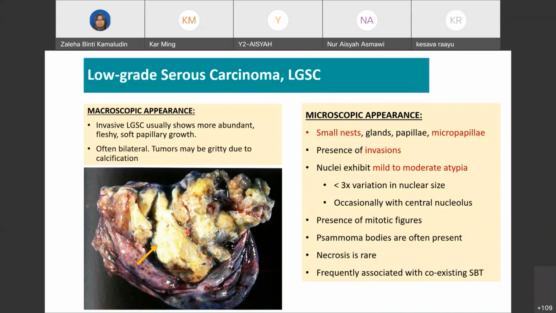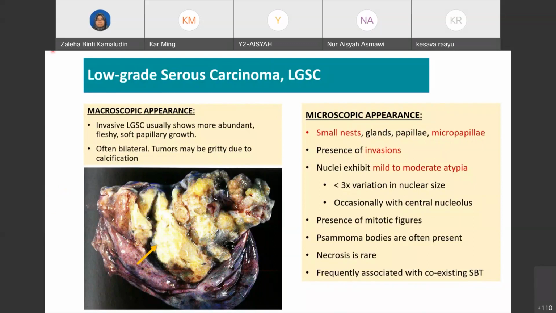Microscopically, the tumor is arranged in small nests. Sometimes they can develop glands and papillary architecture, plus or minus a micropapillary architecture. Again, for us to call it a carcinoma, it needs to have evidence of invasion. The tumor is invading into the underlying ovarian stroma.